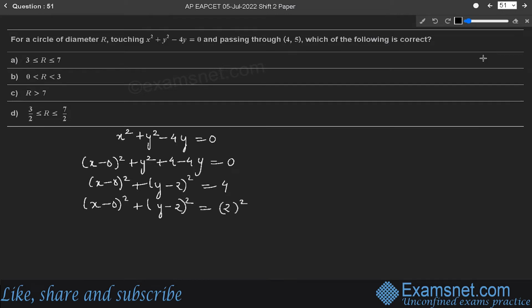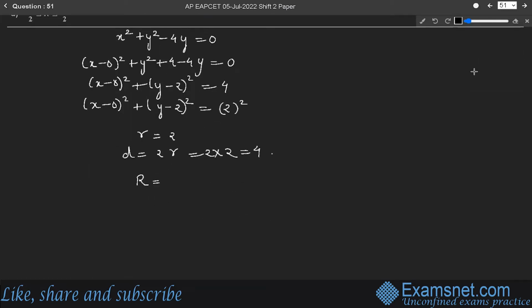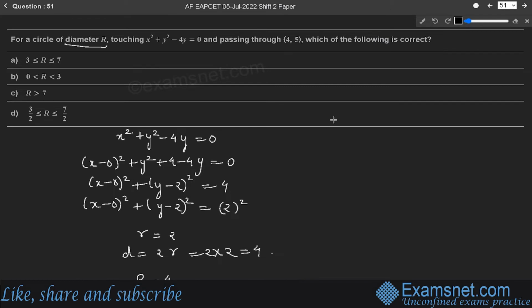So we can say that on comparing this equation, we get r is equal to 2, which is the radius. So diameter will be equal to 2r, which is 2 into 2. Therefore, diameter is 4. Here, the diameter is represented by R. You can see that in the question it is given that diameter is capital R. So we can say that capital R is equal to 4. Therefore, R will lie between 3 and 7. So the correct statement will be R lies between 3 and 7, which is option number A here.